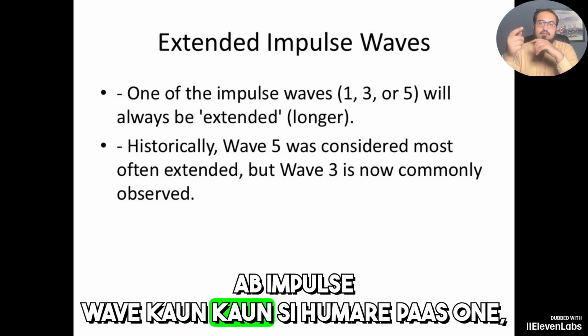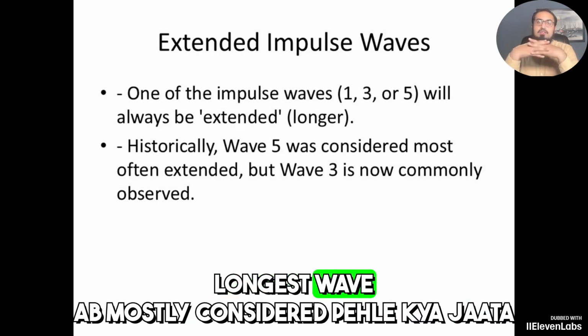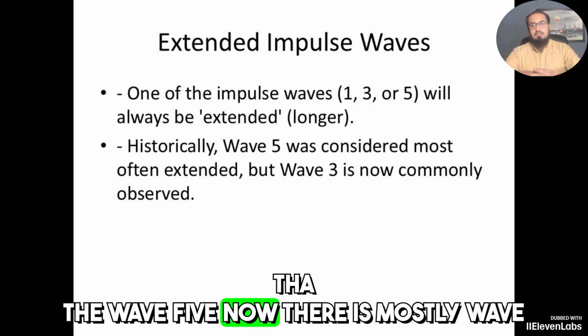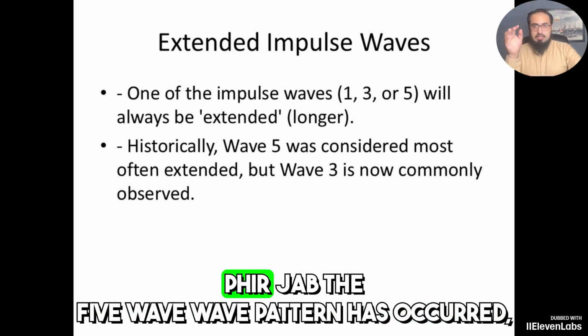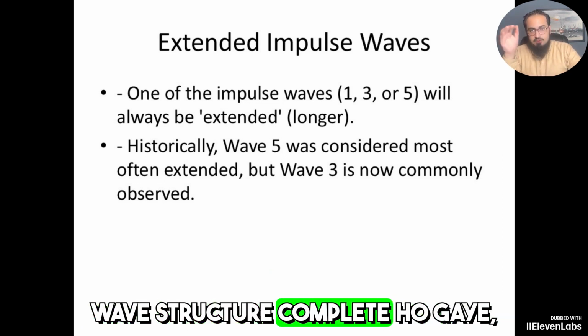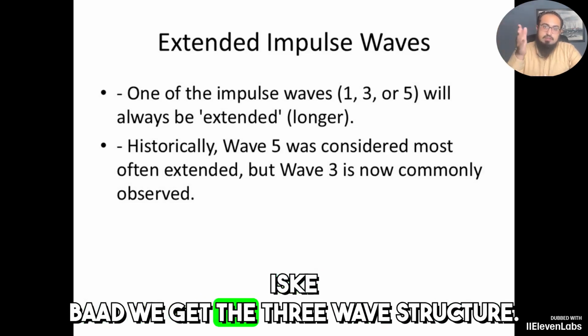Now which are the impulse waves? We have 1, 3 and 5. The question is, which one is the longest wave? Now mostly wave 5 was considered first, but now mostly wave 3 is considered the longest wave. When a 5-wave pattern is found, the wave structure is complete. What do we see after that? After that, we get a 3-wave structure.